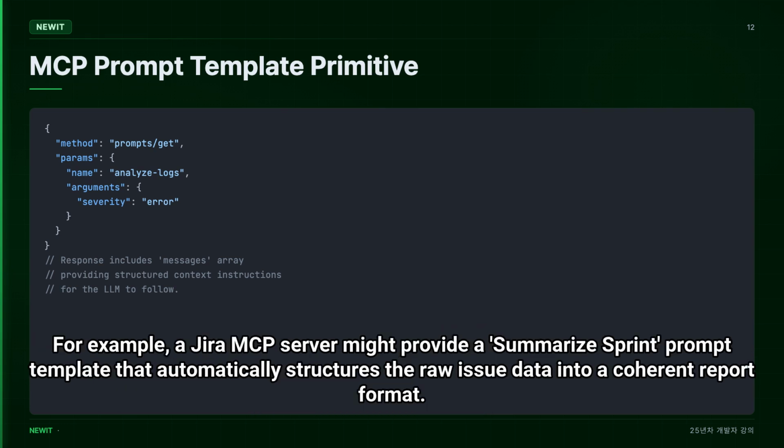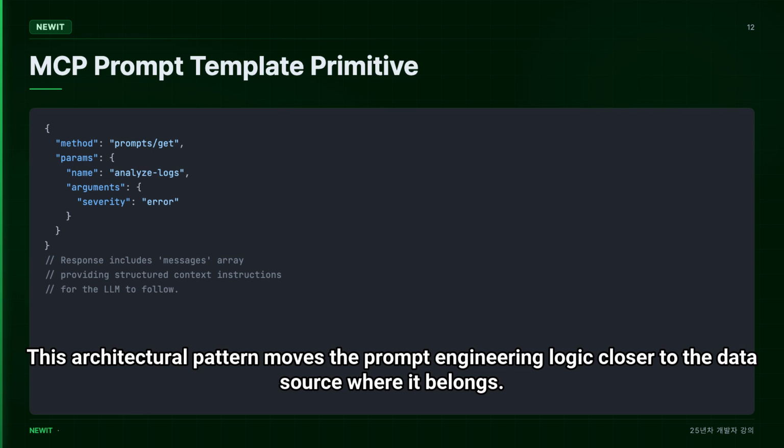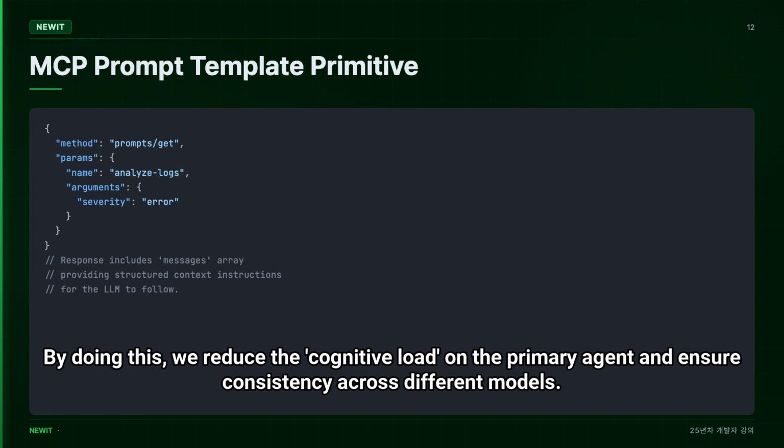For example, a Jira MCP server might provide a summarized sprint prompt template that automatically structures the raw issue data into a coherent report format. This architectural pattern moves the prompt engineering logic closer to the data source where it belongs. By doing this, we reduce the cognitive load on the primary agent and ensure consistency across different models.